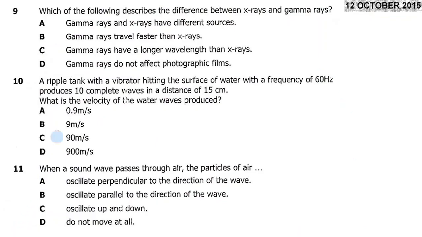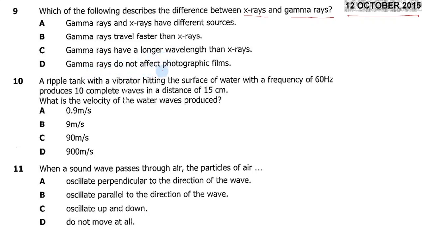Then we come to this one, which came in 2015. They're saying, which of the following describes the difference between X-rays and gamma rays? Gamma rays and X-rays have different sources. Yeah, this one makes sense. Gamma rays travel faster than X-rays. No, they all travel at the same speed. Gamma rays have a longer wavelength than X-rays. No, that is not true. They actually have a shorter wavelength.